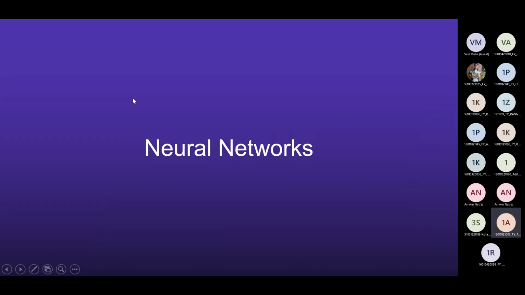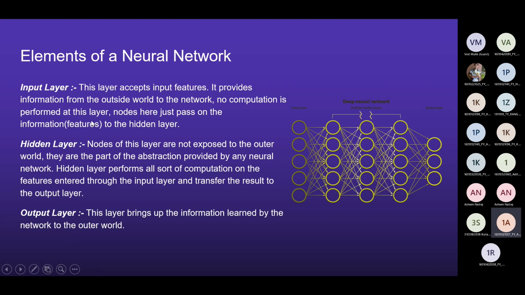So a neural network basically has 3 types of layers: the input layer, the hidden layer, and the output layer. This is the input layer. These are the hidden layers, and this is the output layer. The input layer is where we feed our neural network all the features, and no computation takes place in this layer. Only the features are passed on to the next layer.